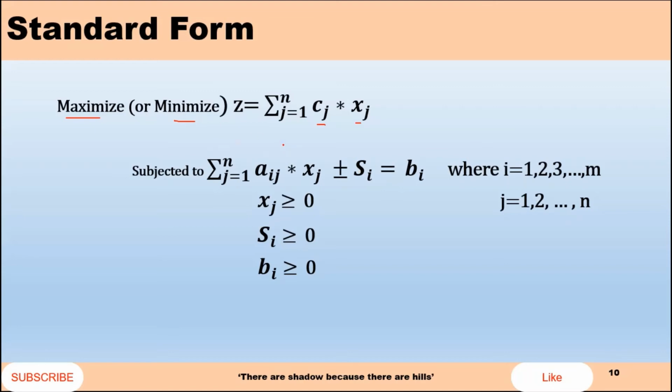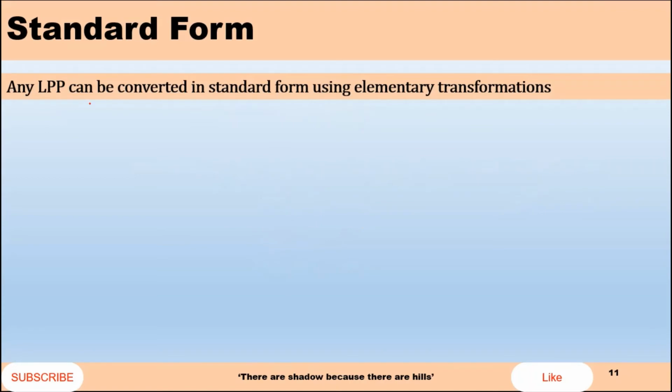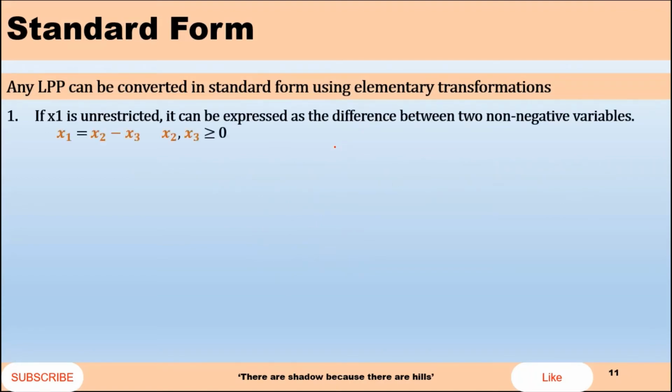So you can convert the constraint into an equation by introducing some non-negative variables like si. Subject to the linear constraint sigma j equal to 1 to n aij xj plus or minus si equal to bi, where xj should be greater than or equal to 0, the non-negative constraint, si greater than or equal to 0, non-negative variables, and bi greater than or equal to 0, that is the right hand side of the constraint. Now any LPP can be converted into standard form using elementary transformation.